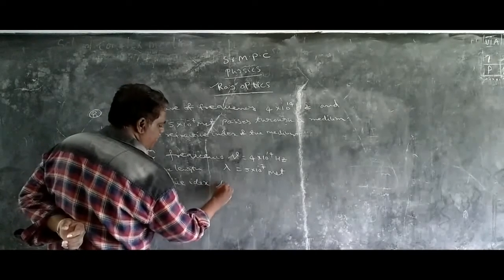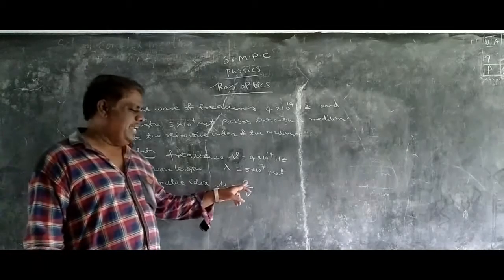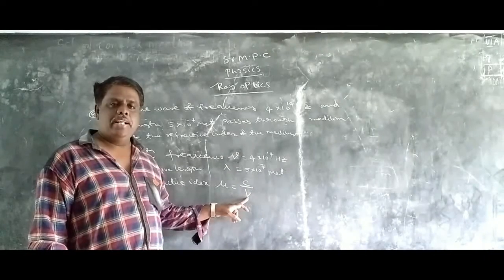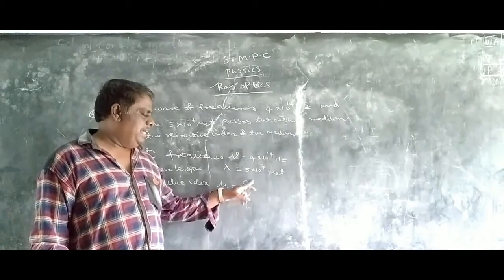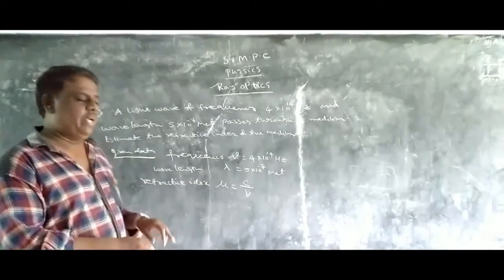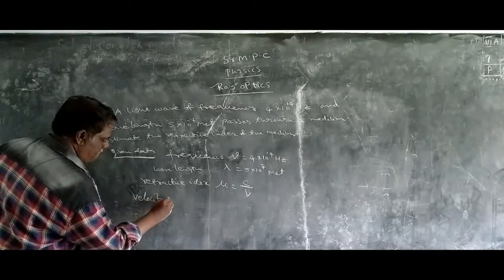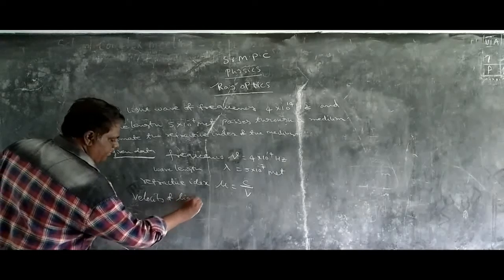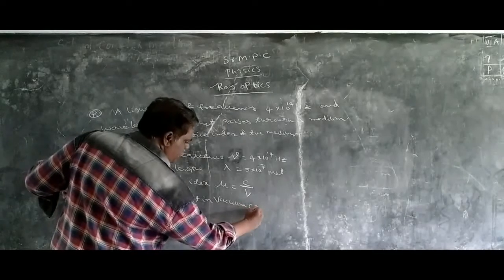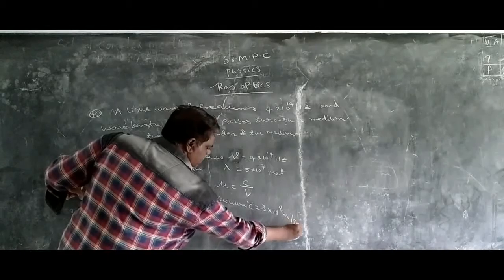Refractive index, generally it will be mu is equal to C by V. Here, C by V is the ratio of velocity of light in rarer medium to velocity of light in denser medium. So velocity of light in rarer medium or vacuum, C is equal to 3 into 10 power 8 meter per second.